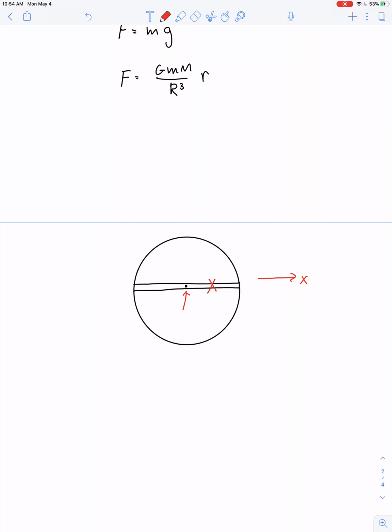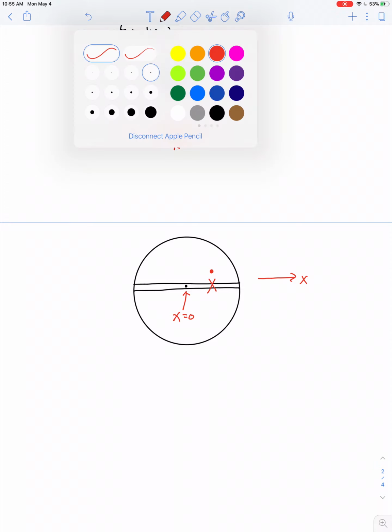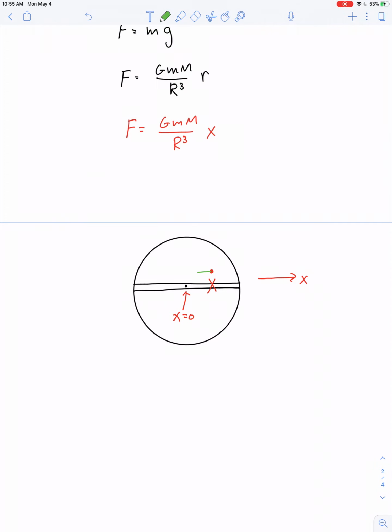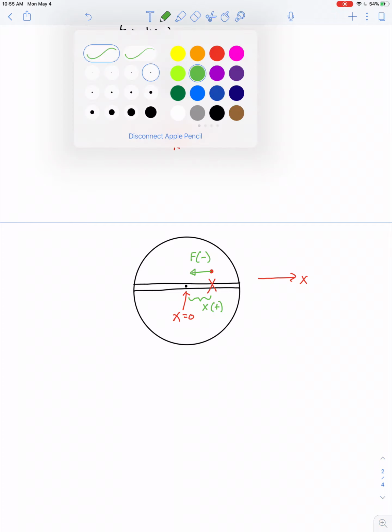So instead of considering this as an r-axis, we can consider it as an x-axis. F equals G M m over R cubed times x. And we'll say x equals 0 at the center of the Earth. So when the object is right here, gravity is pulling toward the center. So the force is in the negative direction when the position happens to be positive, and vice versa.